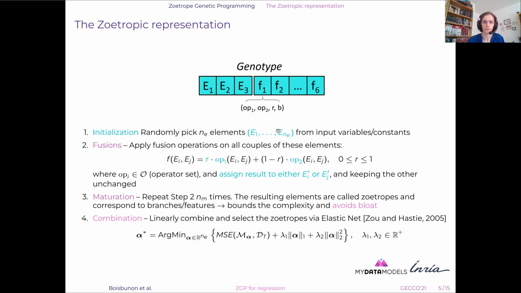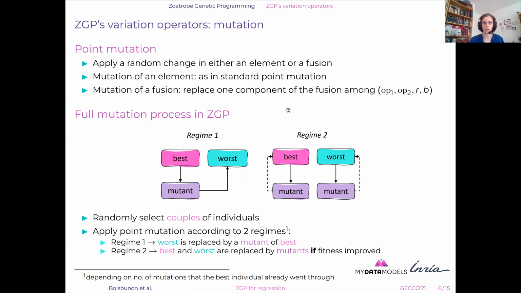So in the end, what we have is a genotype that consists in the elements that we picked at the beginning, and the fusion operations and how they are defined through operators, a real number, and a Boolean. So now that we explained the representation of individuals, obviously, like in standard genetic programming, we will start with generating a number of individuals, and then we will iterate through mutation and crossover.